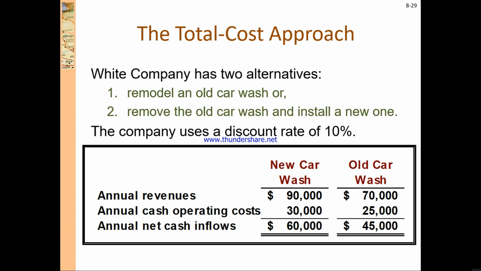Okay, let's go to the calculation. New car wash and old car wash. Annual revenues in this case, 90,000 is given, and for the old car wash $70,000 is given. Annual cash operating cost 30,000 and respectively for the old car wash 25,000. Annual net cash inflow in this case 60,000 and 45,000.